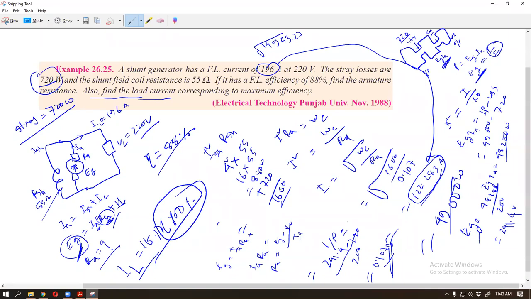Sir, repeat that sentence again. This is your question: find the load current. This is the load current corresponding to the maximum efficiency. If your efficiency is maximum, then this is your load current, 122.128. The previous load current, 196, was at 88% efficiency. If your efficiency is 100%, then the current is changed. Now the current is this.